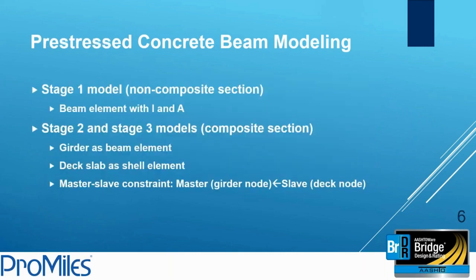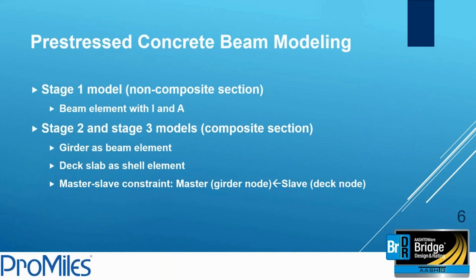For pre-stressed concrete beam modeling, we have three models here. The stage 1 model is a non-composite section model where the beam element is used, so the I's and the A's are considered only for the beam section. The stage 2 and stage 3 models are composite models if indicated by the user in their model input, and they consider the girder as beam elements and the deck slab as shell elements.